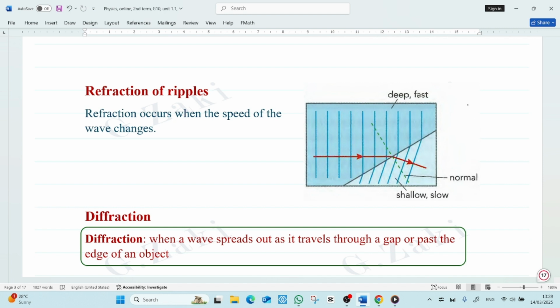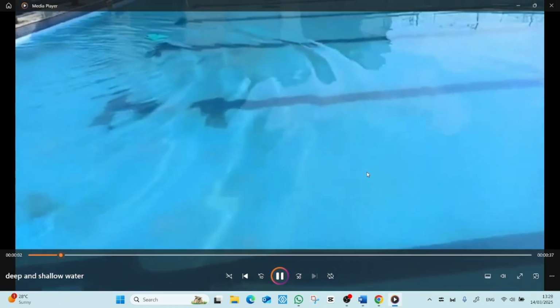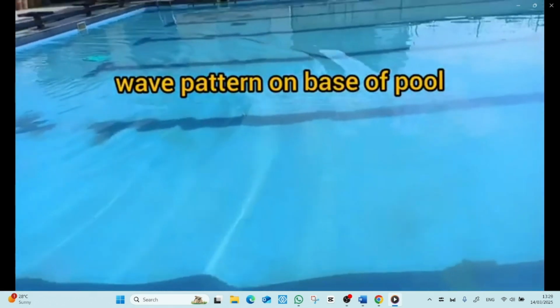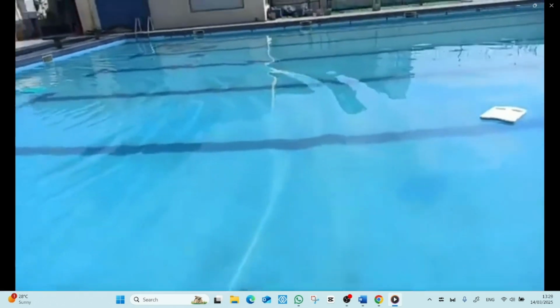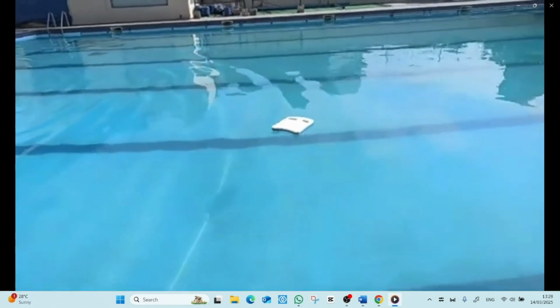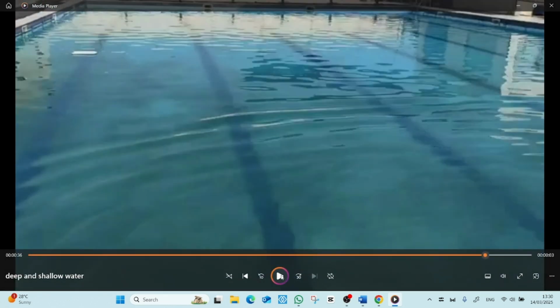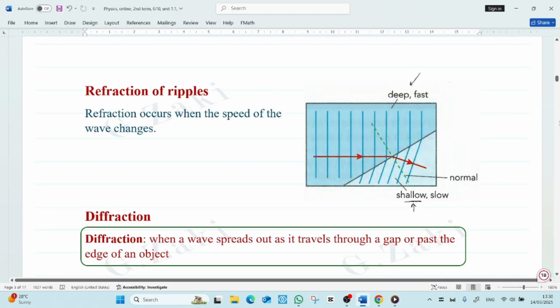Here we have deep water and shallow water. We need to understand what we mean by deep water and shallow water. Here, this is the deep water. You can see the wave pattern on the base of the pool. So the wavelength is longer, and the speed is more in the deep water. In the shallow water, because of the friction between the water and the seabed, the speed of wave decreases. Then in shallow water, the speed of wave is less than the speed in deep water. So this is the refraction in the ripple tank.